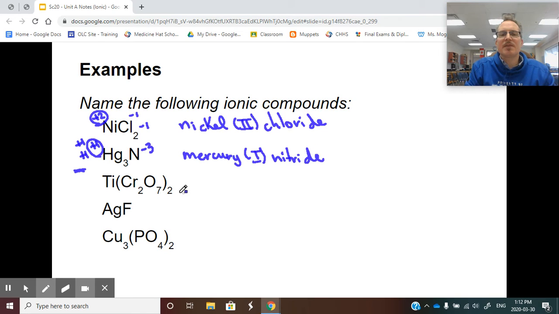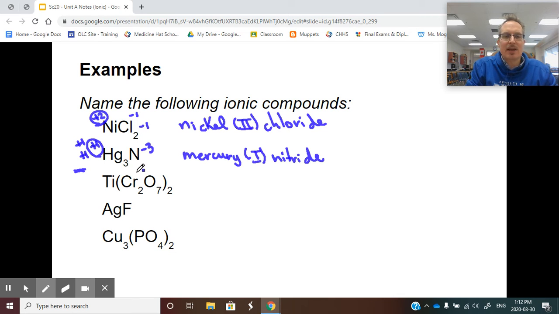Can you pause your video and go try these 3 examples, please, for yourself? Okay, I looked up Ti. Titanium has more than one possible charge. So I'm going to look up Cr2O7 instead.